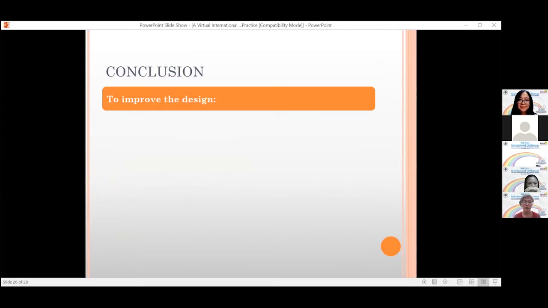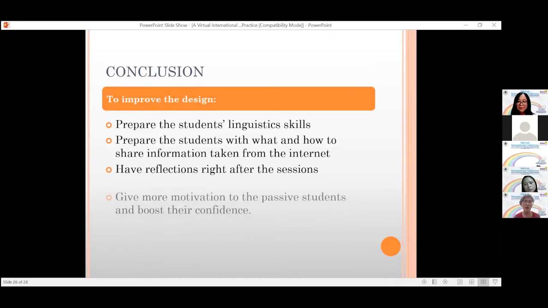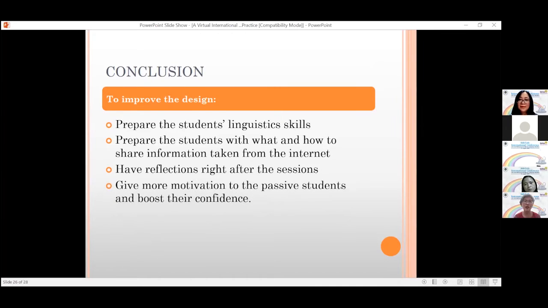And to improve the design: prepare the students' linguistic skills, prepare the students with how to share information taken from the internet, have reflections right after sessions, give more motivation to the passive students and boost their confidence.